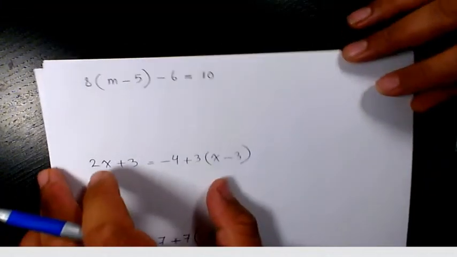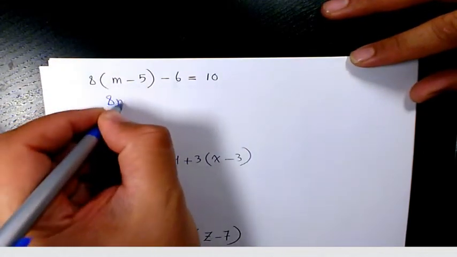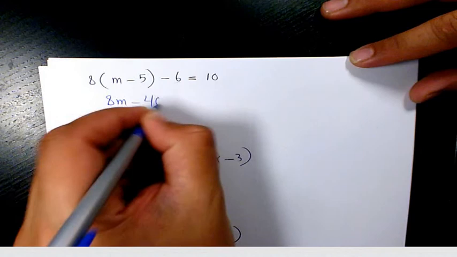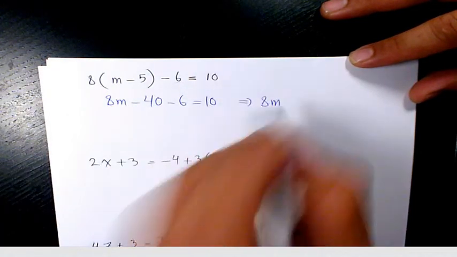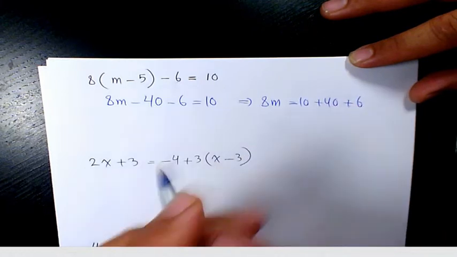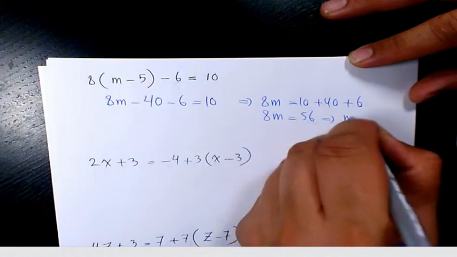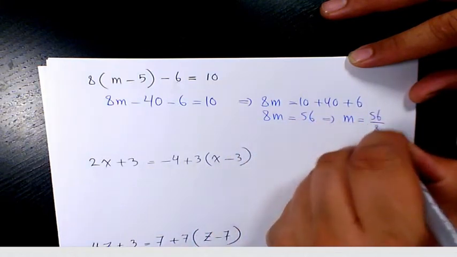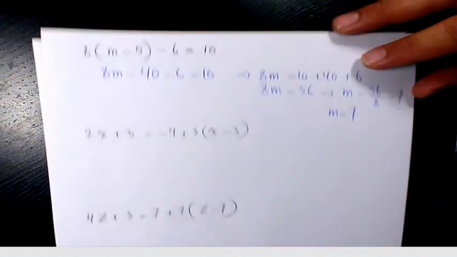Next one. 8 times m minus 5 minus 6 equals 10. So 8m minus 8 times 5, which is 40, minus 6 equals 10. So we have 8m equals 10 plus 40 plus 6. It's going to be 8m equals 56. M equals 56 divided by 8, 7. M equals 7.